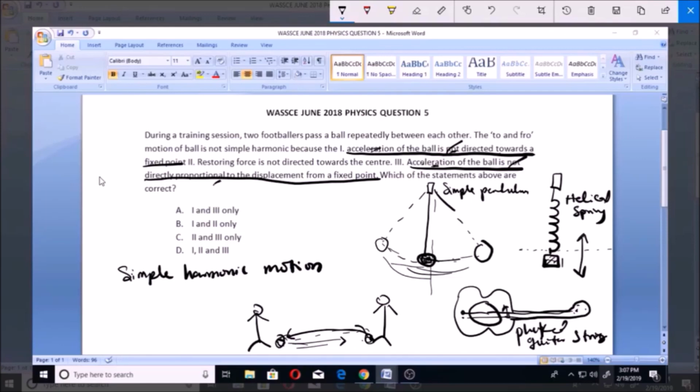So these two things that make something a simple harmonic motion, that make a simple pendulum, a helical spring, and a plucked guitar string a simple harmonic motion, here they are not. So in that case, I and II is the correct answer to this problem. So A is the right option to this.